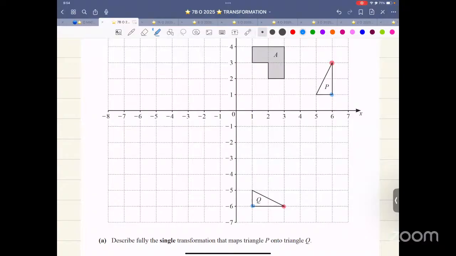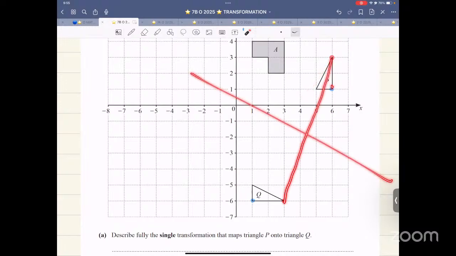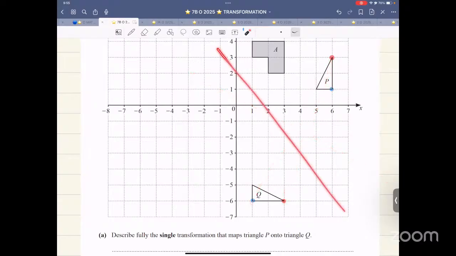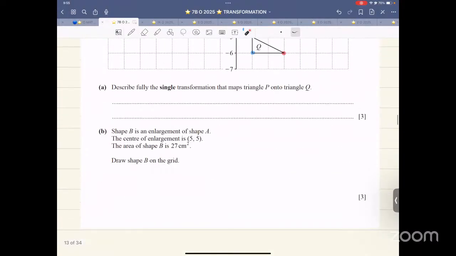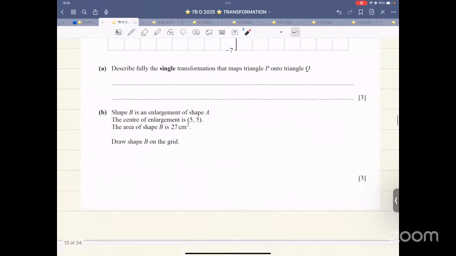So now over here, what's the scenario? The scenario is that if this was the case, what we would do is that we would join the corresponding points. Let me join it like this. Draw the perpendicular bisector, join the corresponding points, draw the perpendicular bisectors. Where the bisectors meet, that's the center of rotation. Now it says shape B is an enlargement of shape A. So A is there, B we have to draw. The center of enlargement is 5, 5. And the area of the shape is 27. Draw shape B on the grid.